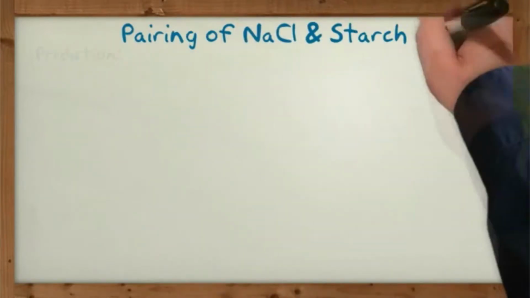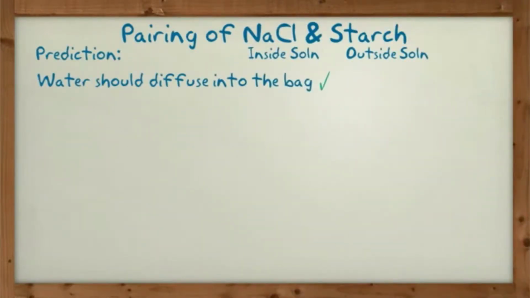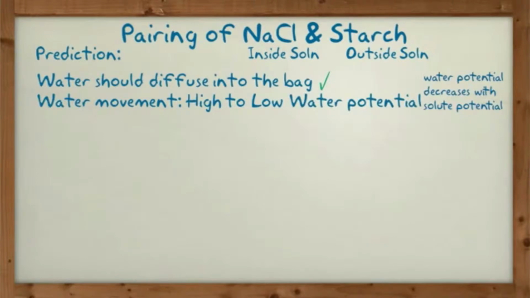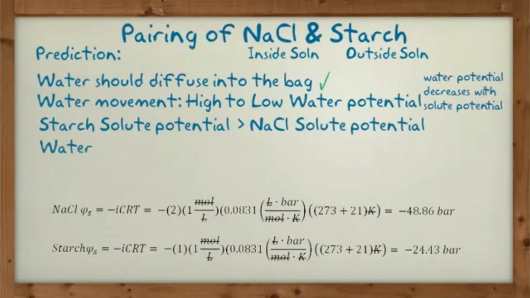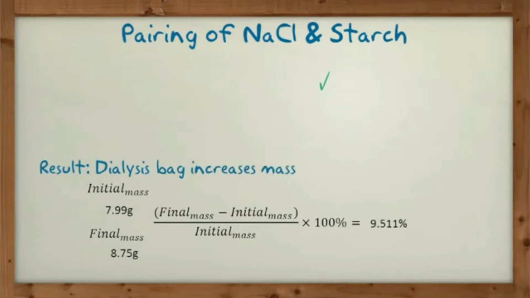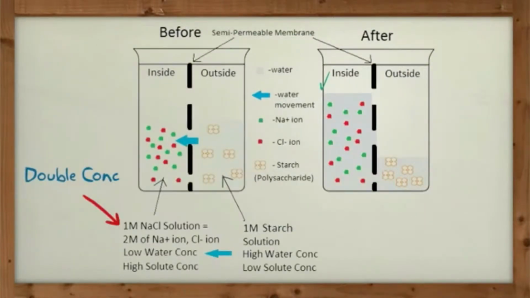Pairing of NaCl and starch. The prediction is correct. Water movement is from high to low water potential. Starch is greater than NaCl in solute potential, which means water will move from starch to NaCl. The result is an increase in mass. Water moves towards the high solute concentration.